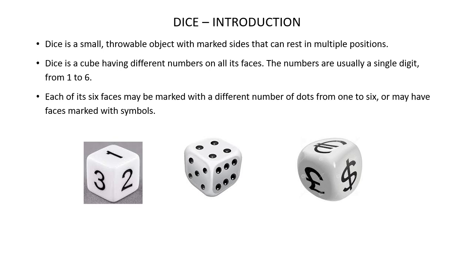What is a dice? Dice is a small throwable object with marked sides that can rest in multiple positions. Dice is a cube having different numbers on all its faces. The numbers are usually a single digit from 1 to 6. Each of its 6 faces may be marked with a different number of dots from 1 to 6 or may have faces marked with symbols. So this is a dice which is marked with numbers. This one is marked with dots and this one is marked with symbols.